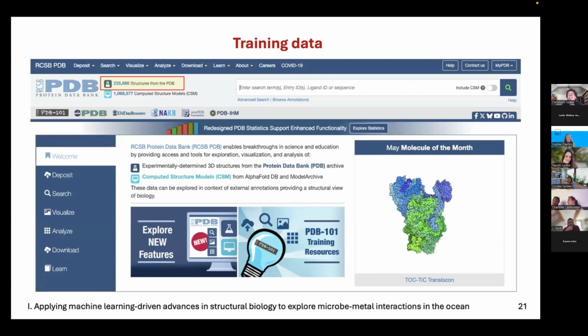The training data set for AlphaFold, and in fact for all other protein models, is the protein data bank, which is housed at my home institution of Rutgers. The protein data bank, which I'll refer to as the PDB, contains all experimentally derived protein structures, now at roughly 235,000, up from 7 when it was founded in 1971.